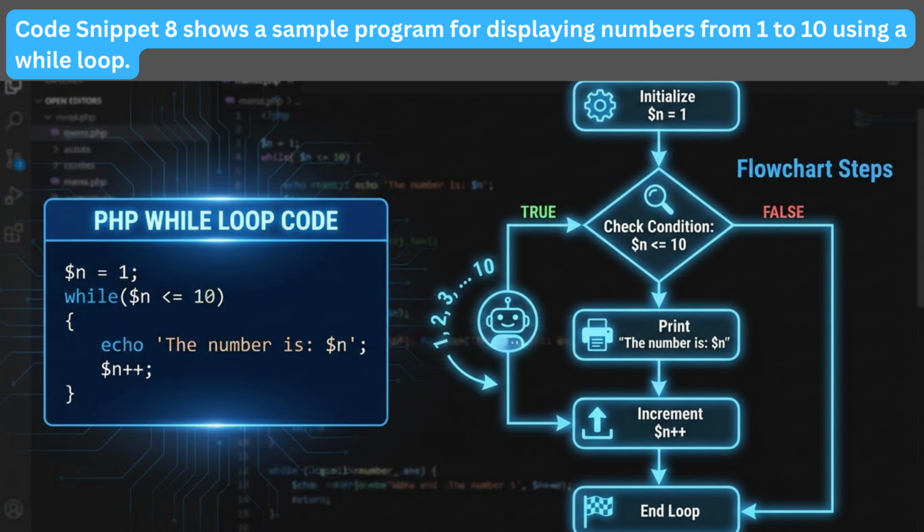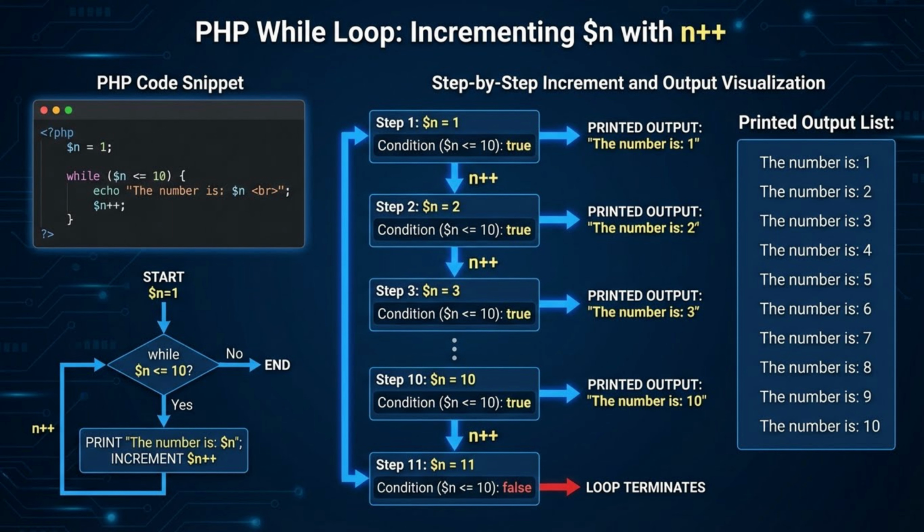By understanding this flow, you can apply while loops to many real-world situations where you need to repeat actions until a certain condition is met. Let's now break down the while loop example even further, using a step-by-step visualization of how the variable n increases with each iteration. This deeper explanation helps you clearly understand what happens inside the loop at every stage, making the overall concept easier to follow, especially for beginners.